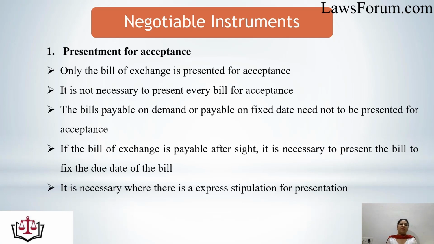First one is presentment for acceptance. Only the bill of exchange is presented for acceptance. No promissory note, no check is presented for acceptance. This is possible only in case of a bill of exchange.